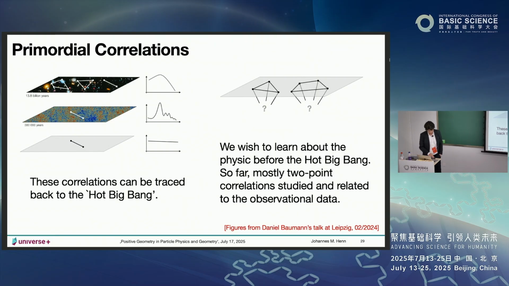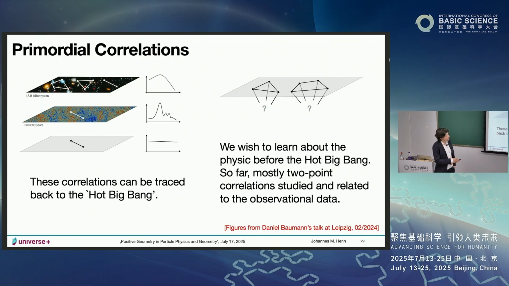So in cosmology, we're in a lucky situation that we have observations, for example, about the distribution of galaxies in the sky, and also data from the cosmic microwave background. And through the standard model of cosmology, this can be traced back to earlier times, where it's expected that these structures that we see today originated from some correlations at these earlier times.